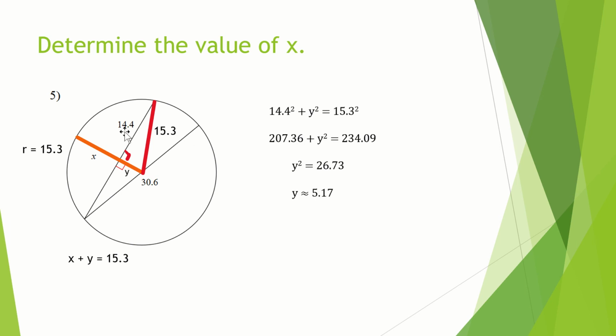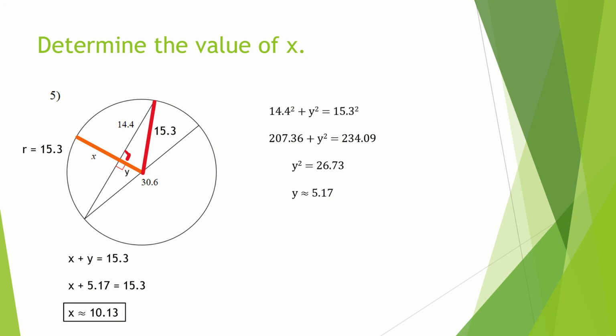That work is right here, right? 14.4 squared plus y squared has to equal 15.3 squared. We square the numbers, subtract 207.36 from both sides, take the square root, and we get 5.17. So the distance y is about 5.17. So if I wanted to figure out what x is, which is what the problem asks you to do, you plug in 5.17 for y into the equation, and basically take the radius, 15.3, and subtract 5.17, and we get that x is approximately 10.13, so that is what the distance of x is.